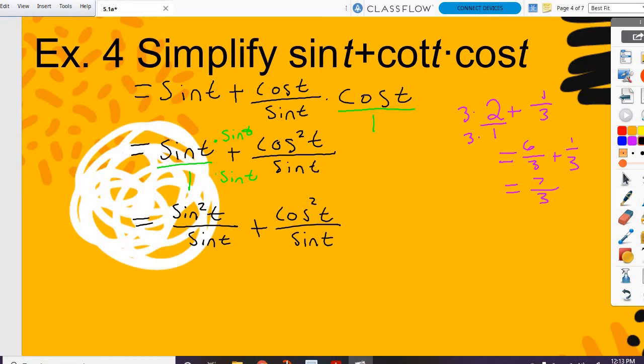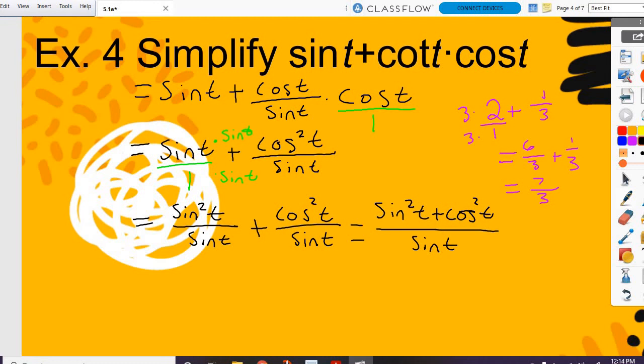And now that my denominator is the same, we're going to add them, but be careful, because it's not 2 sine t on bottom. Just like over here, I didn't end up with 3 plus 3, which gives me 6 in my denominator. The denominator stays the same, okay? So I'm going to add my numerators, but then the denominator just stays the same. Okay? But then we can simplify that.